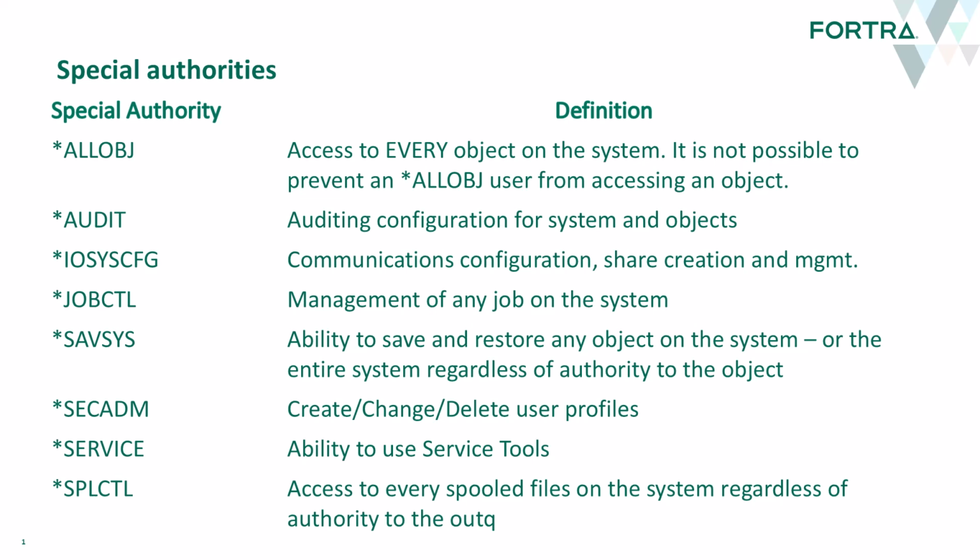Spool control, which is probably one of the most widely granted authorities out there, grants access to every spooled file on your system, regardless of whether the user has access to the out queue or not. If they know what that out queue is, they can specify it and they will have access to all of those spooled files. So if you have financial data, personnel data, HR data being printed into spooled files, think about who you're actually giving spool control to.